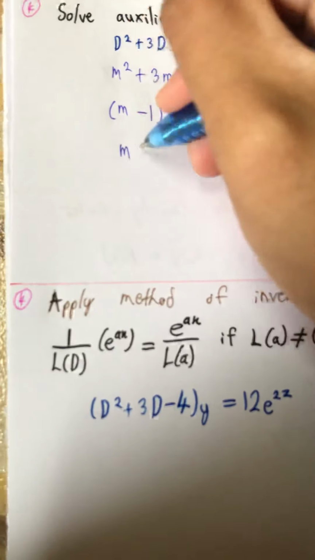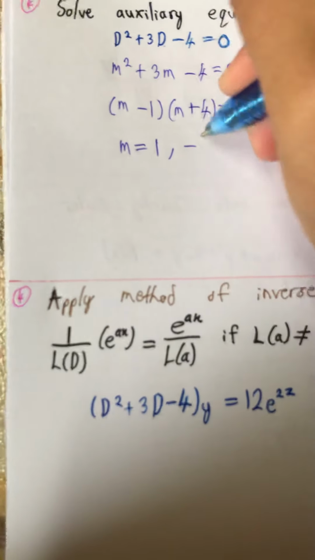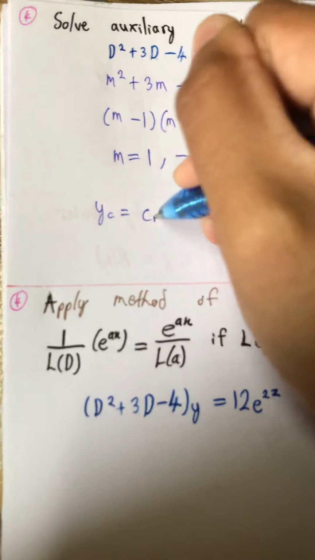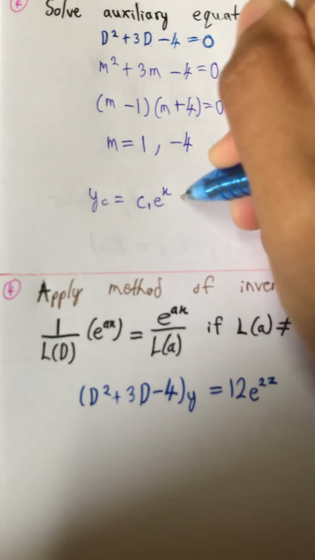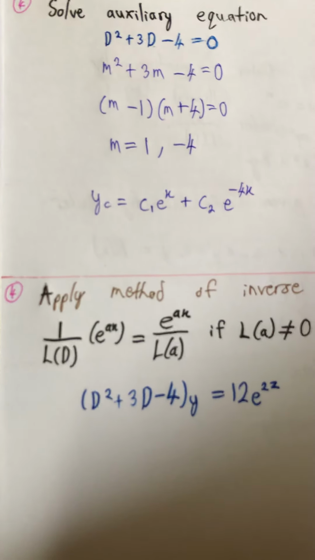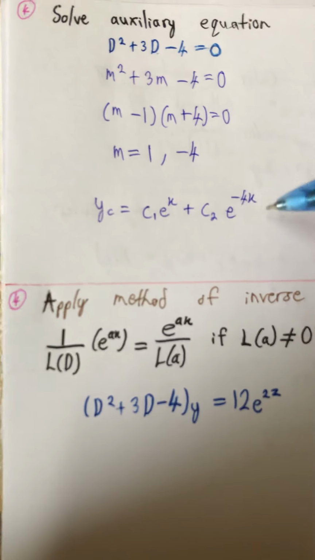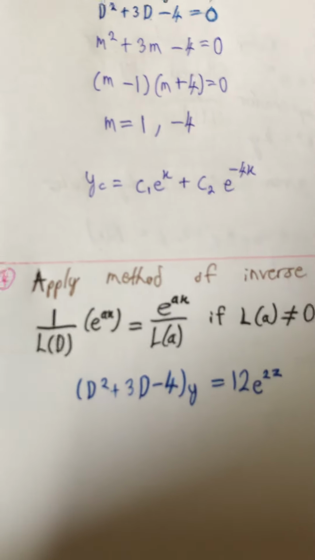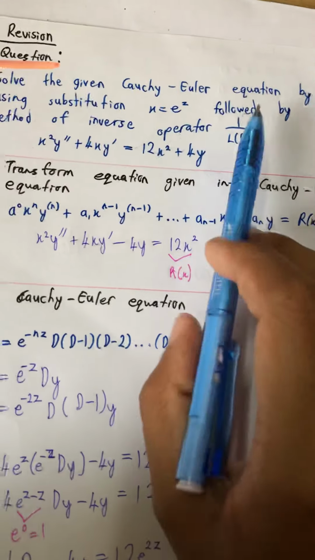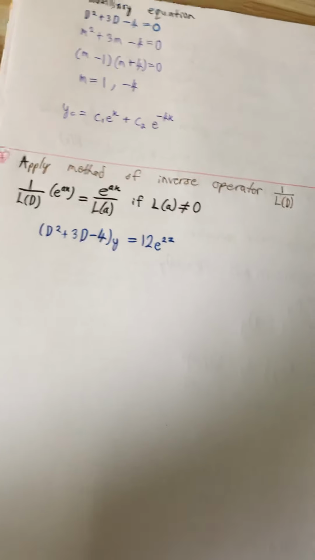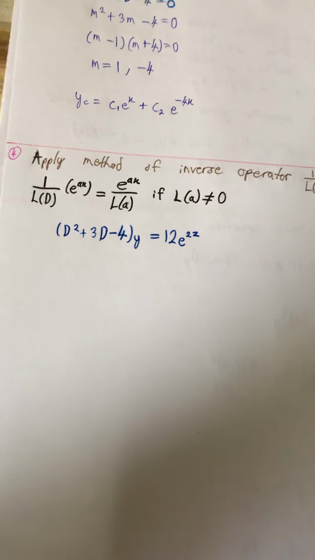So here we get our roots equal to 1 and minus 4, and then our yc becomes c1 e to the power of x plus c2 e to the power of minus 4x. So this is our yc. So the next step is we need to find our yp. So noted that from the question it is followed by the method of inverse operator. So obviously we need to find the yp using the inverse operator method.